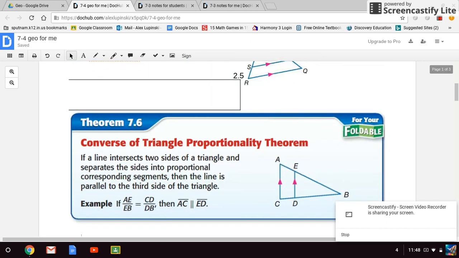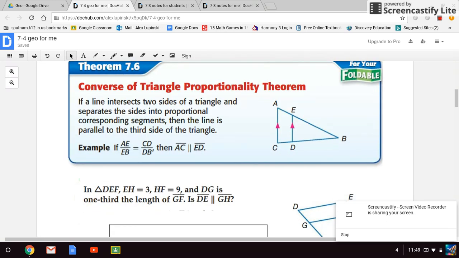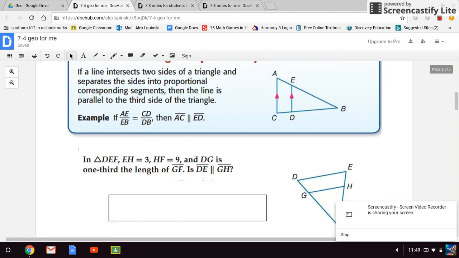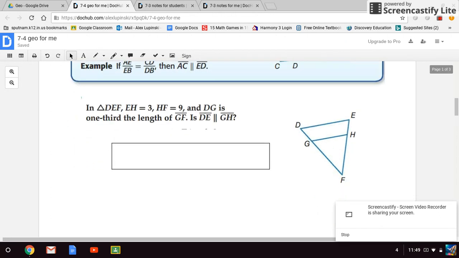So going on, the converse of that, if the two sides are equal to each other, then the lines are parallel. So in the picture, we have AE divided by EB. Again, the same side is equal to CD divided by DB. That means the line will be parallel. So we have to figure out if the lines are parallel this time.